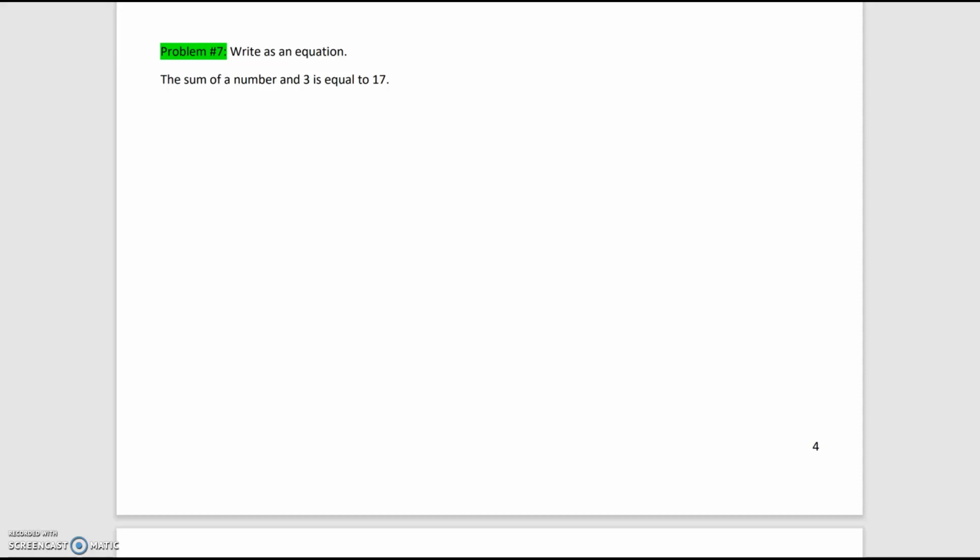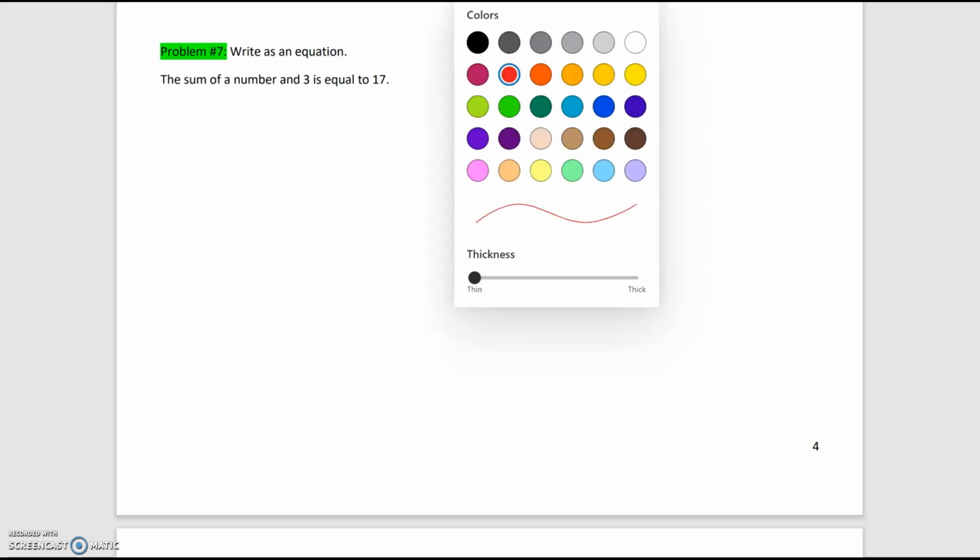Hi class, let's take a look at problem 7. Now, here's the main idea on this problem. They want us to write it as an equation.